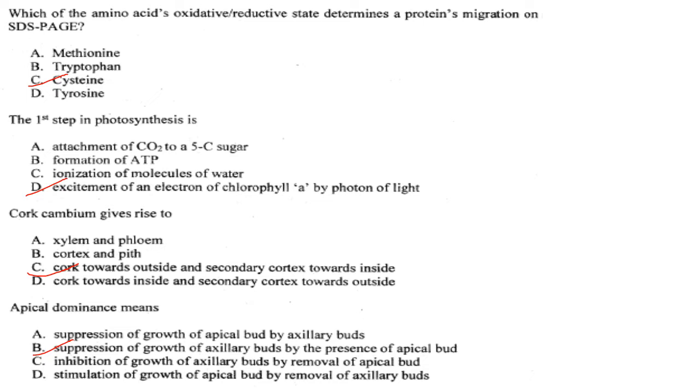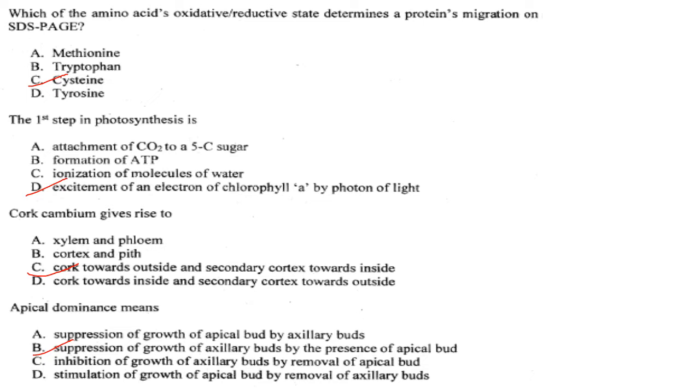The first step in photosynthesis is the excitation of an electron of chlorophyll A by a photon of light. So that is the first step in photosynthesis. Answer is option D. Then, cork cambium gives rise to cork towards the outside and secondary cortex towards the inside. That is option C.